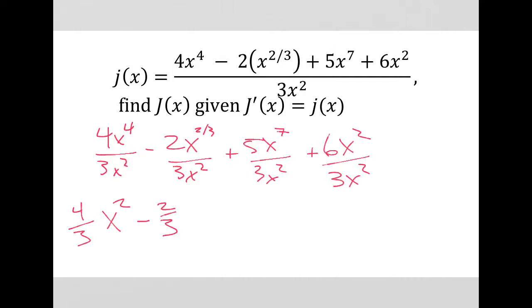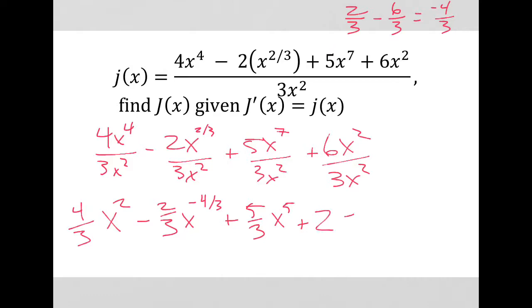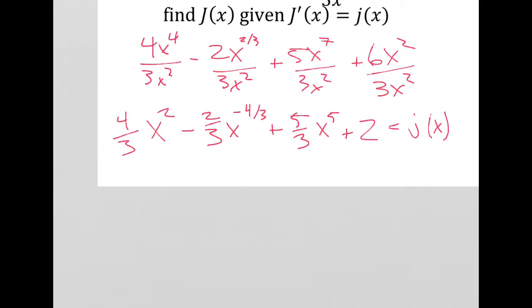X to the 2/3 over x squared, what does that become? Well, let's take 2/3 and subtract 2 from it, because the power in the denominator is 2, which is the same as 6/3, which gives me negative 4/3. So I get x to the negative 4/3 right there, plus 5 over 3, x to the 7th over x squared becomes x to the 5th, plus my x squareds cancel, and I'm left with 6 over 3, which is 2. So this is my function j of x, and now I want to integrate this whole thing.